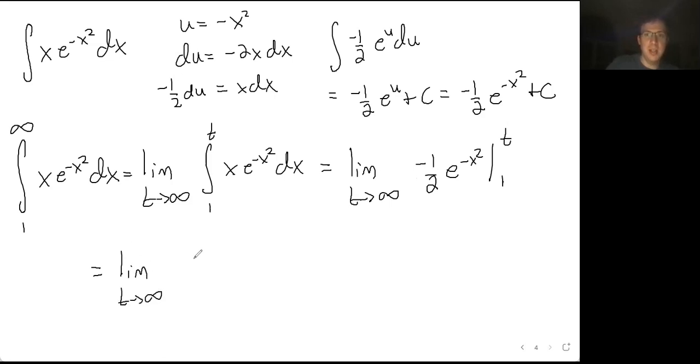Limit as t goes to infinity, -1 over 2 e to the t squared, then plus 1 over 2 e. Putting in a 1, we just get e, so we have 1 over 2e because the negative cancels because of subtraction. And right here, we can see the usefulness of writing without the negative exponent. In this case, e to the t squared is going to infinity, so it's easier to see that this part goes to 0, and we're just left with this constant 1 over 2e.